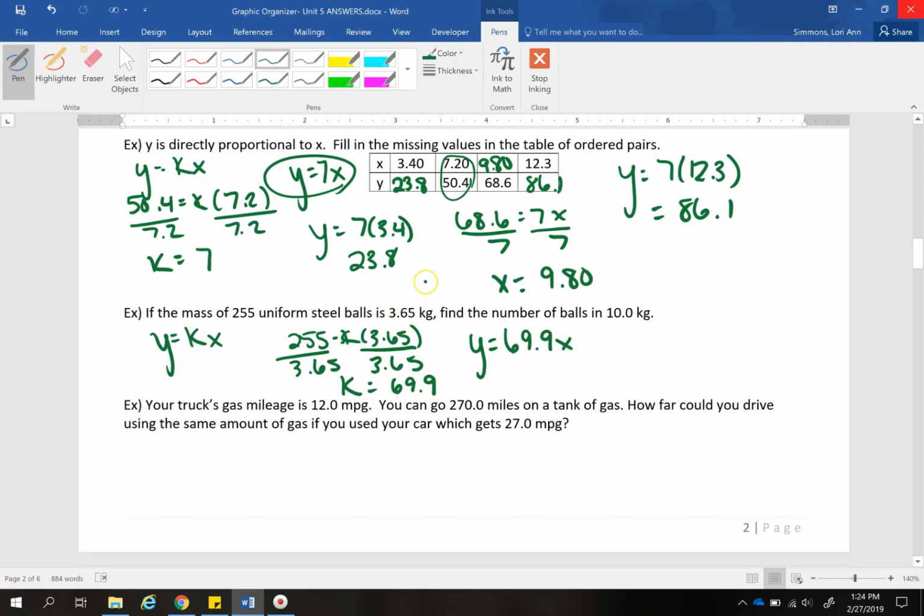So our x, we did the kilograms, and the 255 for y. You could have switched these around, but just make sure now when you plug it back in, you plug it back into the corresponding one that you used. So 10 kilograms, we used it for x, so we need to plug it in for x. So that would be 699 steel balls.